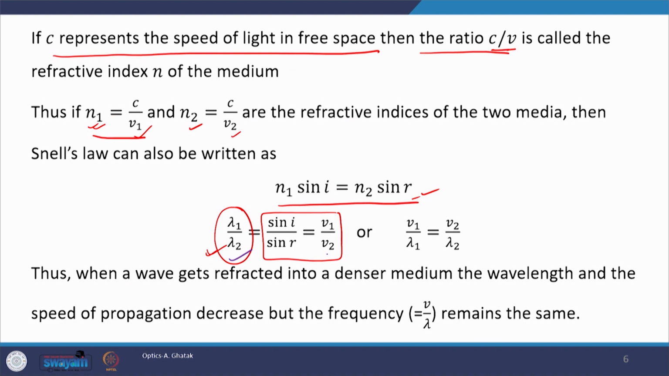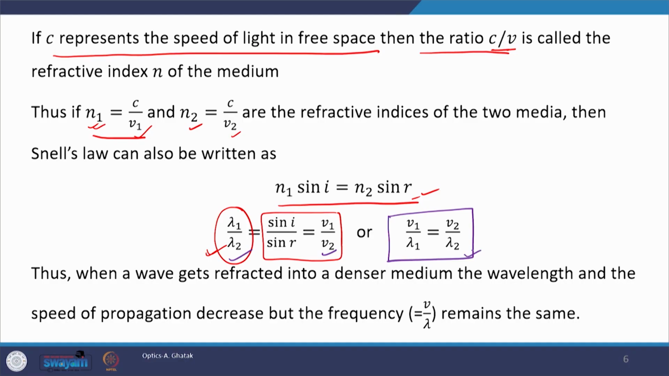by lambda 2, which is again equal to V1 by V2, and from here we get V1 by lambda 1 is equal to V2 by lambda 2. And if there are several layered media, then we can equivalently write that V1 by lambda 1 is equal to V2 by lambda 2, which is again equal to V3 by lambda 3, and so on, and we can write Vi by lambda i for any medium. It means that the ratio V by lambda is constant in this particular case.